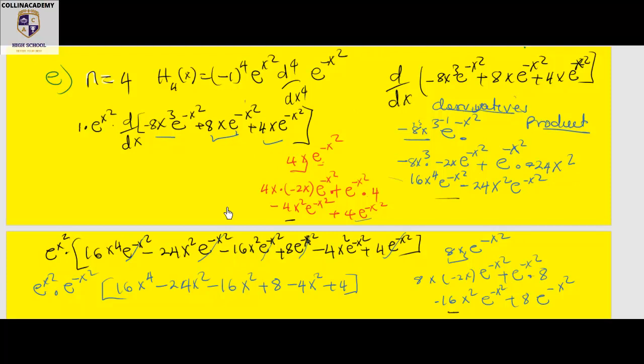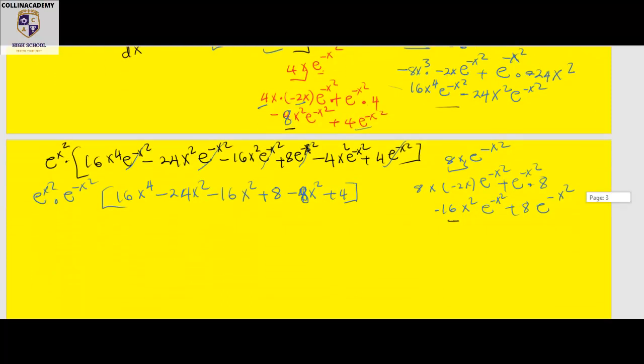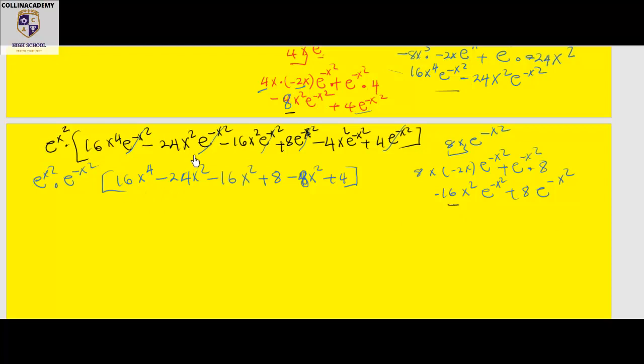Okay, I've seen a little problem here. So let's see. Look at this: we have 4 times 2 to give us negative 8x squared. So this is negative 8x squared. That's a mistake I had made there, but at least we are together now.